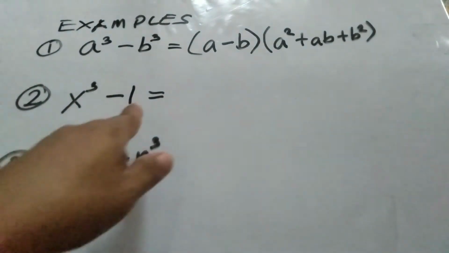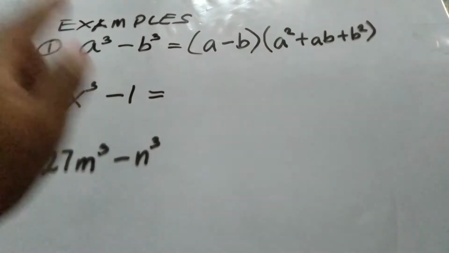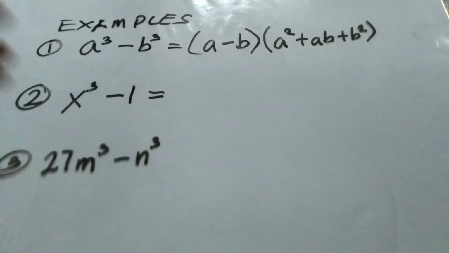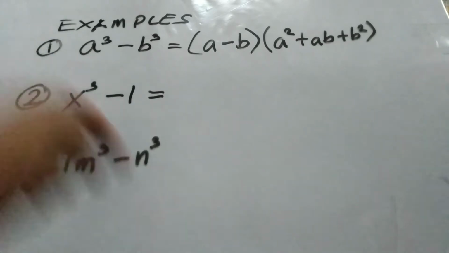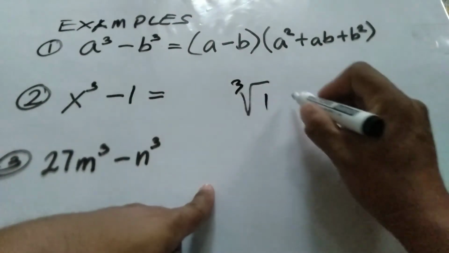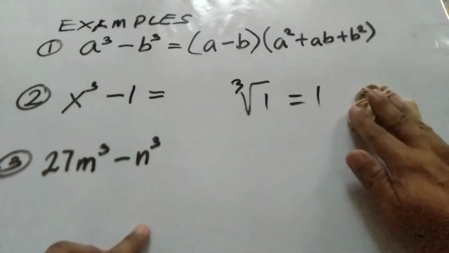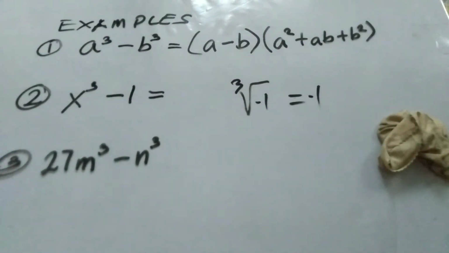Magtataka kayo ngayon, sir, paano yan? 1. Wala naman pong cube na nakalagay sa taas. Okay? Kapag 1 po yan, at negative po, there is still a possibility na pwede po nating ma-cube root yon. Or even kahit positive po yan, positive 1, may cube root. Anong cube root ng 1? It is still 1. Okay? Tandaan nyo yan. The cube root of 1 is still 1. The cube root of negative 1 is still negative 1.